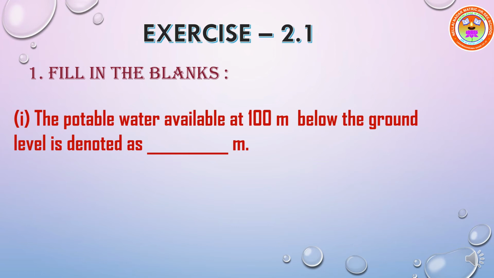So while looking at the examples of integers in real life, we can say that sea level, we just saw a picture regarding sea level, right? So water above the sea level is represented as positive integer and water below the sea level is represented as negative integer. So here the question is that the potable water available at 100 meters below the ground level is denoted as. So here we have to know that it is below. So how will you represent below? As a negative value. So the answer is -100 meter.